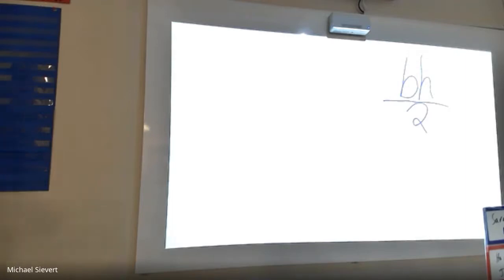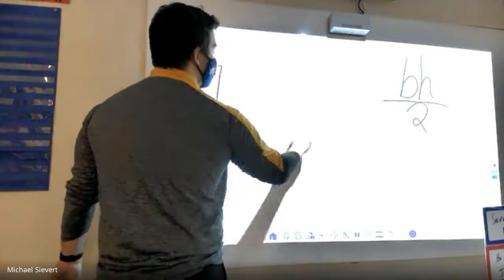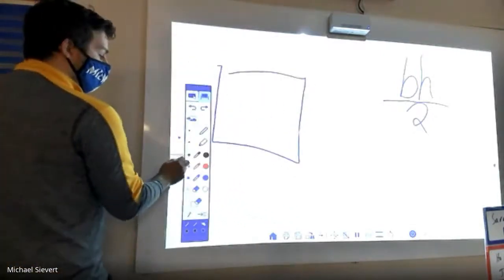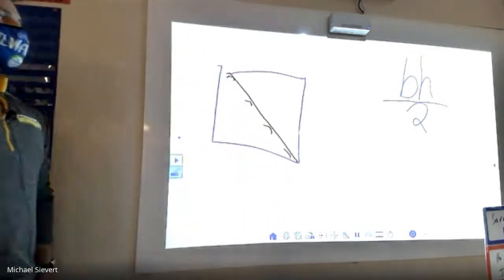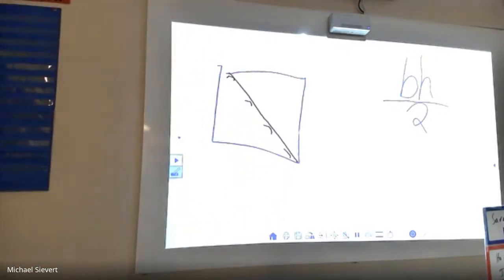Not because it's base times height. Because, boys and girls, every single triangle is half of a square. See how that works? You cut a square in half, you get 2 triangles. That's why you divide it by 2, because it's not going to be the full area of a square, but all of these formulas really have to deal with squares. And since triangle's half of a square, say it with me, class, triangle's half of a square, you divide it by 2.